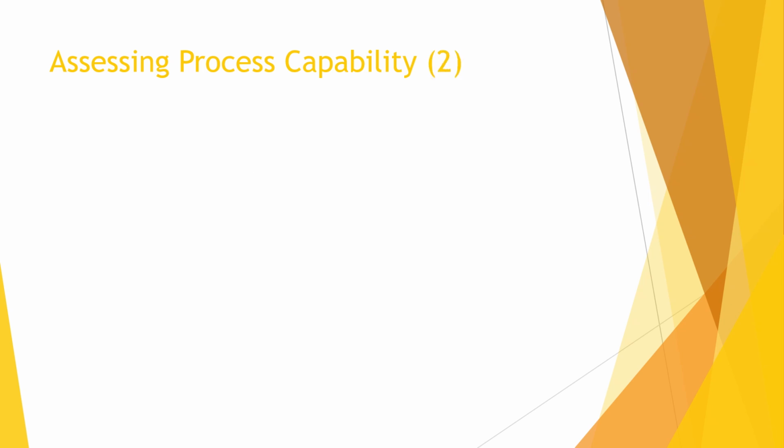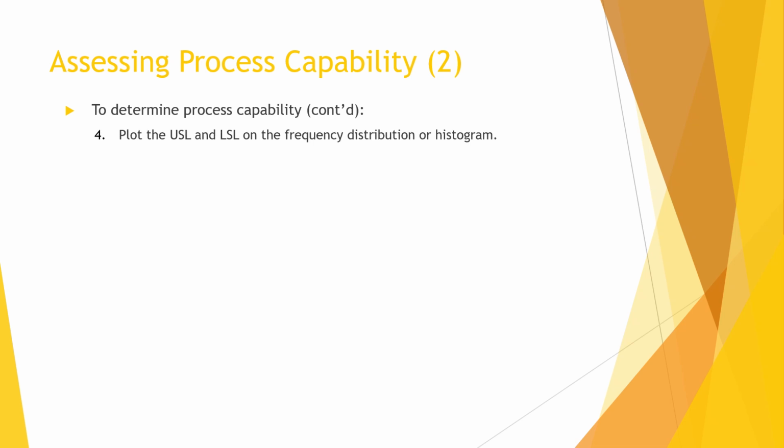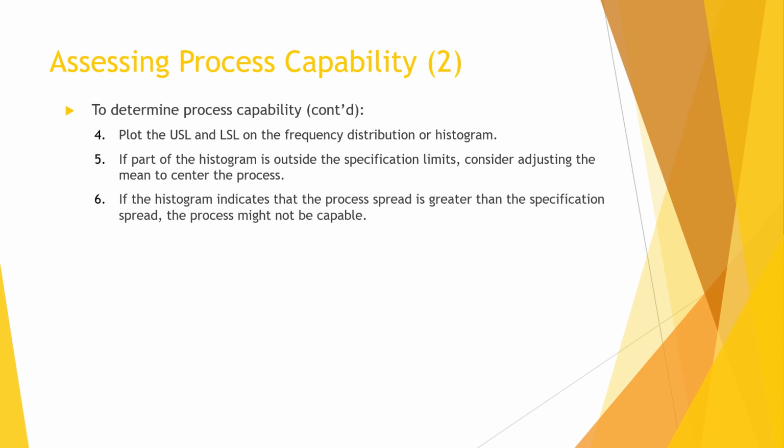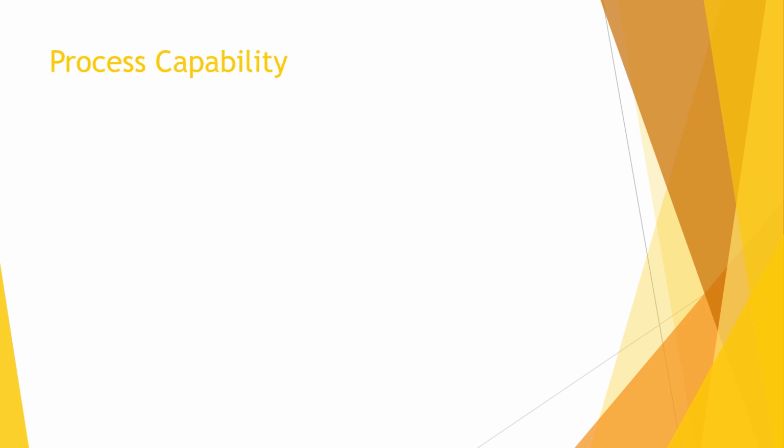Assessing process capability continued. To determine process capability, plot the USL and LSL on the frequency distribution histogram. If part of the histogram is outside the specification limits, consider adjusting the mean to center the process. If the histogram indicates that the process spread is greater than the specification spread, the process might not be capable.